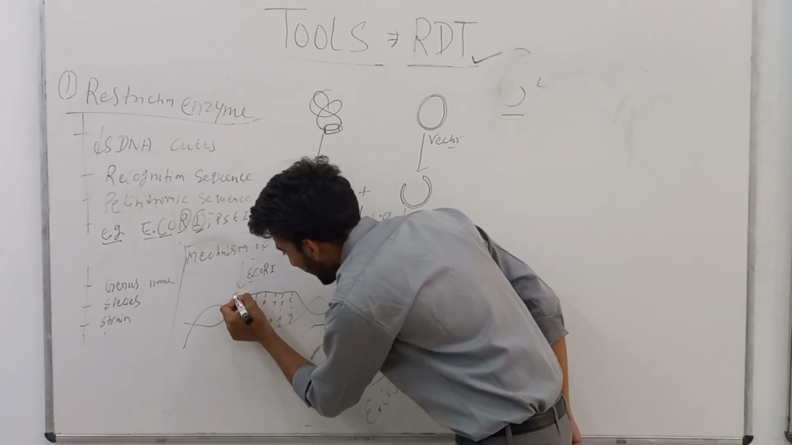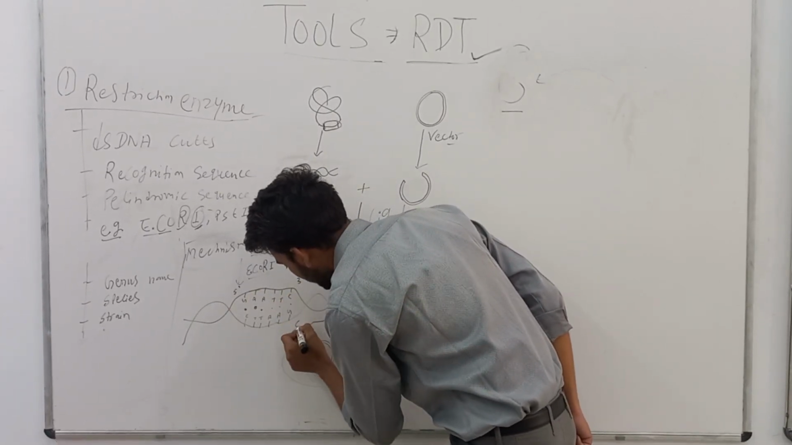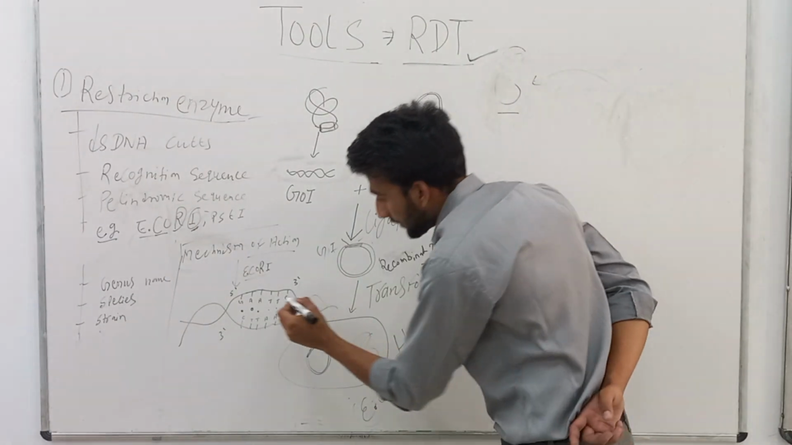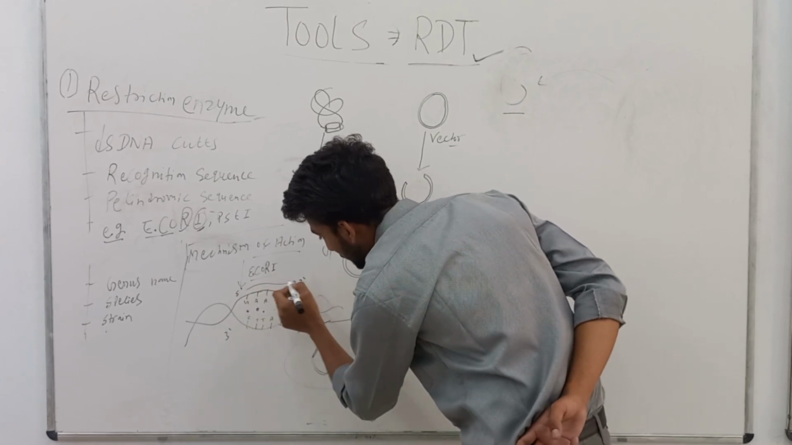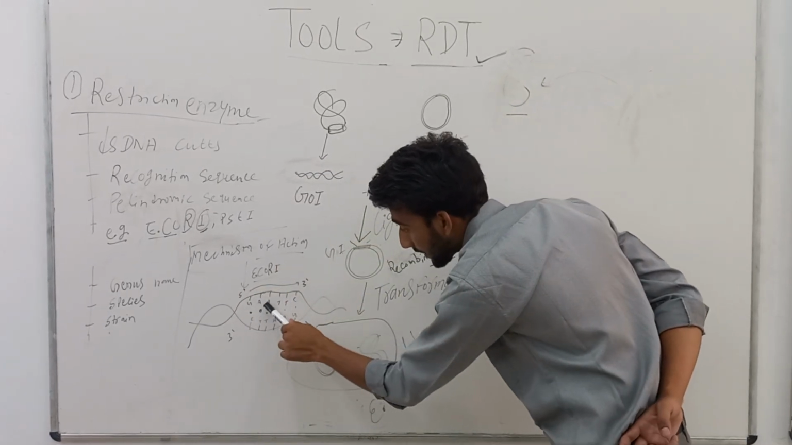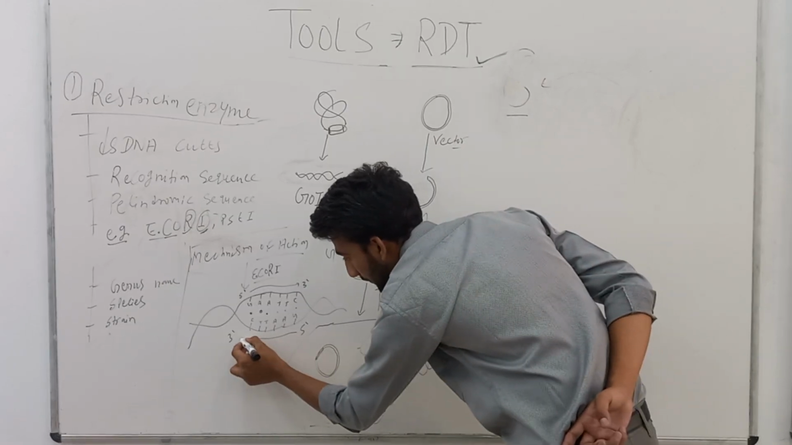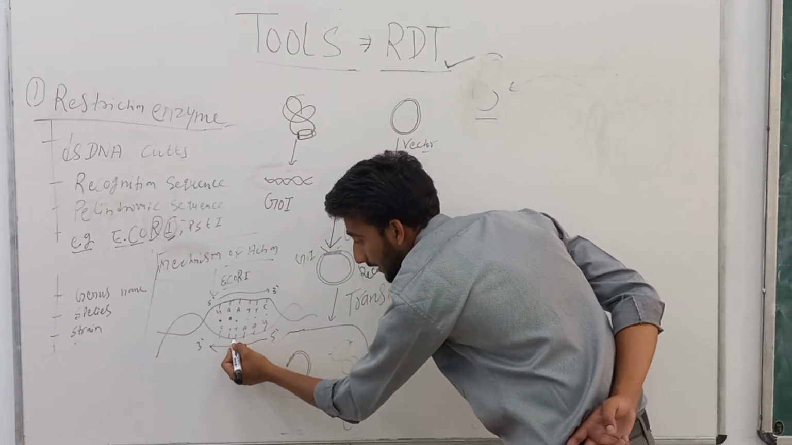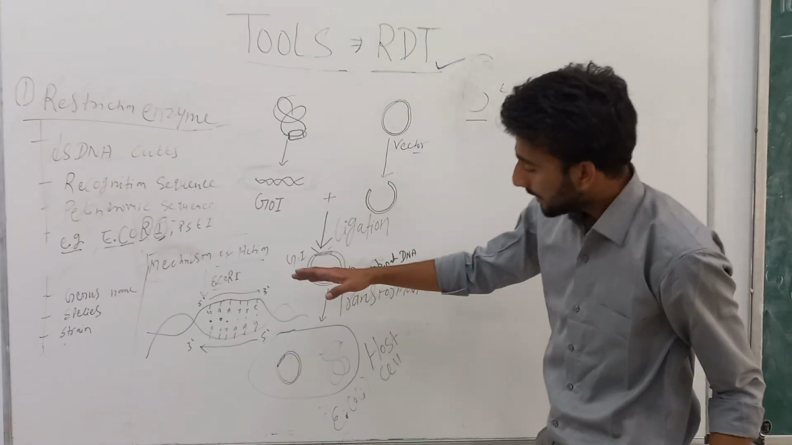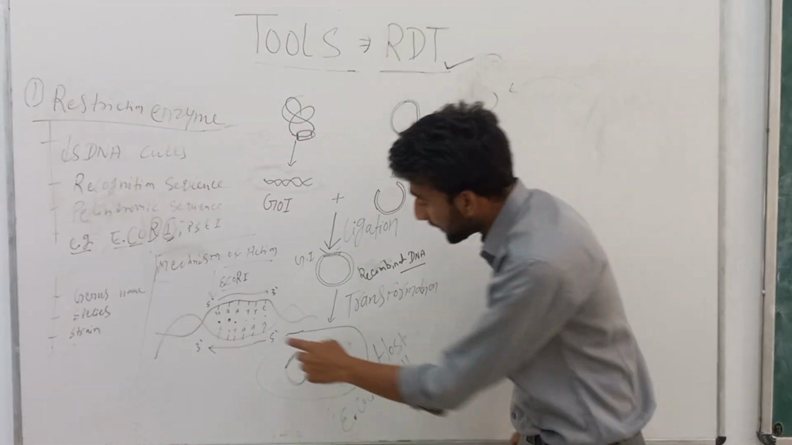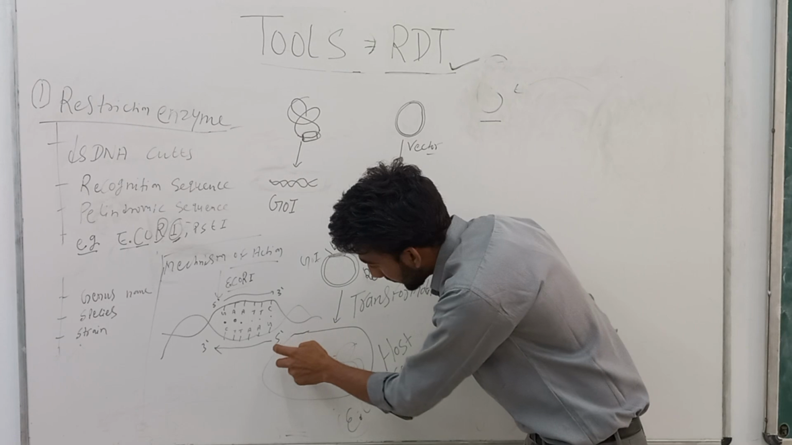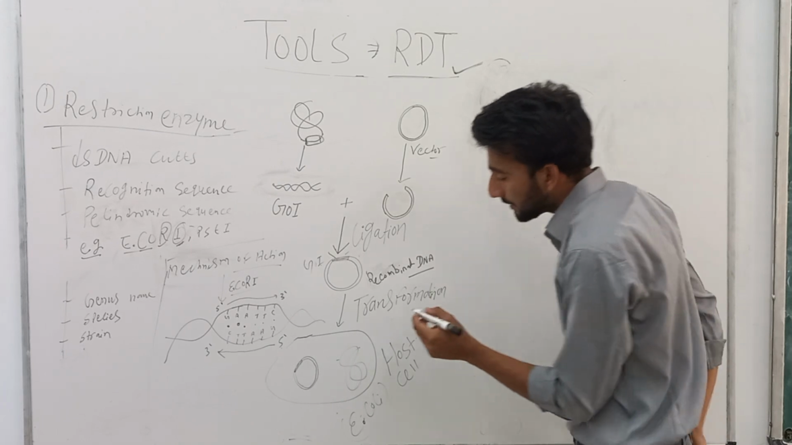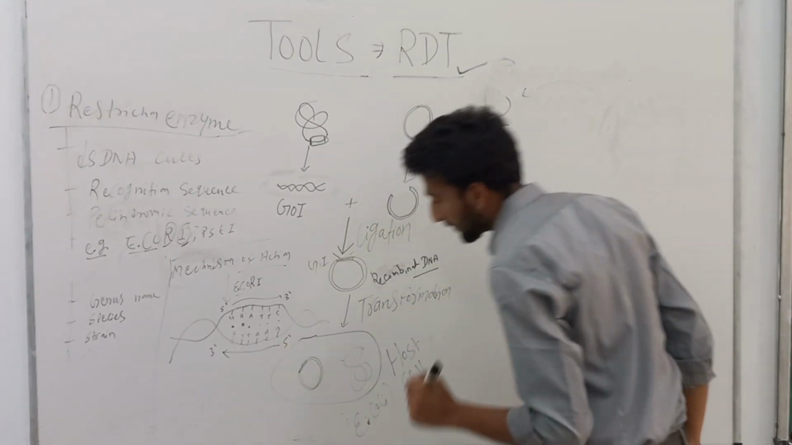Now, why are we calling them palindromic sequences? When we read in this direction, the sequence is GAATTC, and when we read in the 5 prime to 3 prime direction on the other strand, it is also GAATTC. It is the same whether we read from here to here or here to here. When we read a word from both directions and it is the same, we call it palindromic.